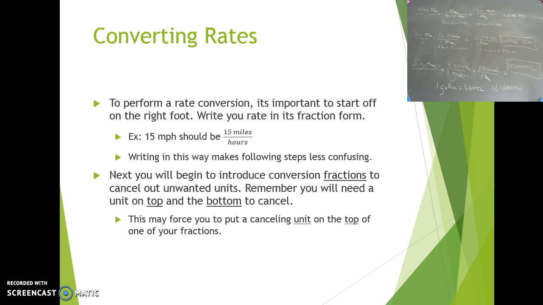To perform a rate conversion, it's important to start off on the right foot. You want to write your rate in fraction form. So, for instance, when you come across 15 miles per hour, you want to start off writing that as 15 miles over hours. This will allow you to go at each of the conversions with a slightly altered method from what we've already been practicing. So it's going to help you be a little less confused.